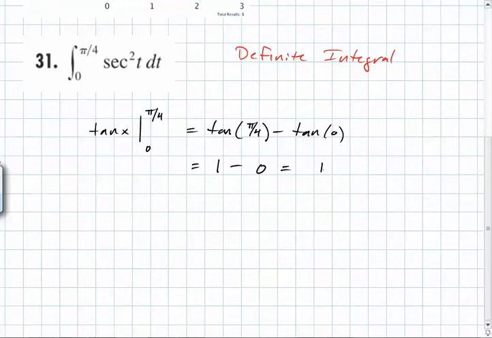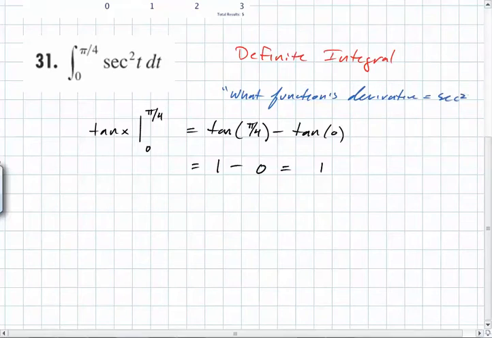So the way you think of this is, what function's derivative equals secant squared t? What function's derivative equals secant squared t? That's what you need to think of it as. It's actually something we could talk about.